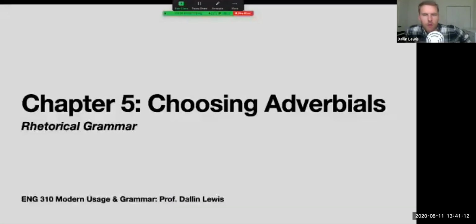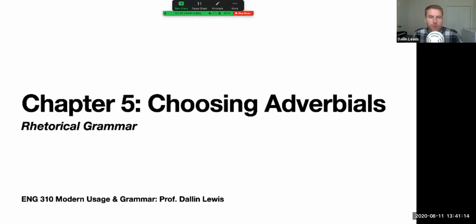Okay, so in the first 4 chapters, we laid the groundwork for analyzing English sentences. In these next 3 chapters, we're going to build on that foundation, but we're also going to look at more complex elements that will help us analyze and make sense of more complex sentences.